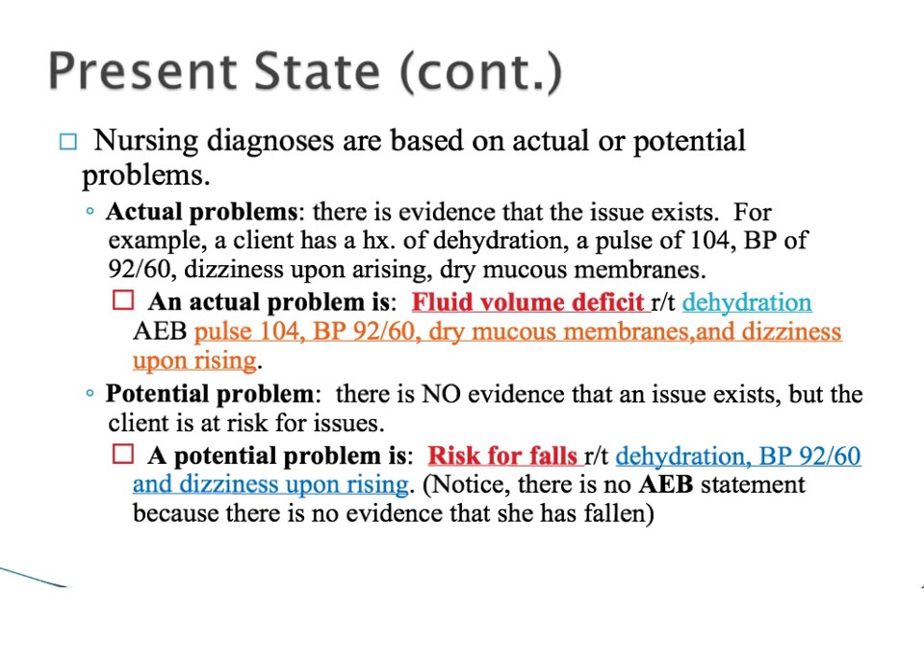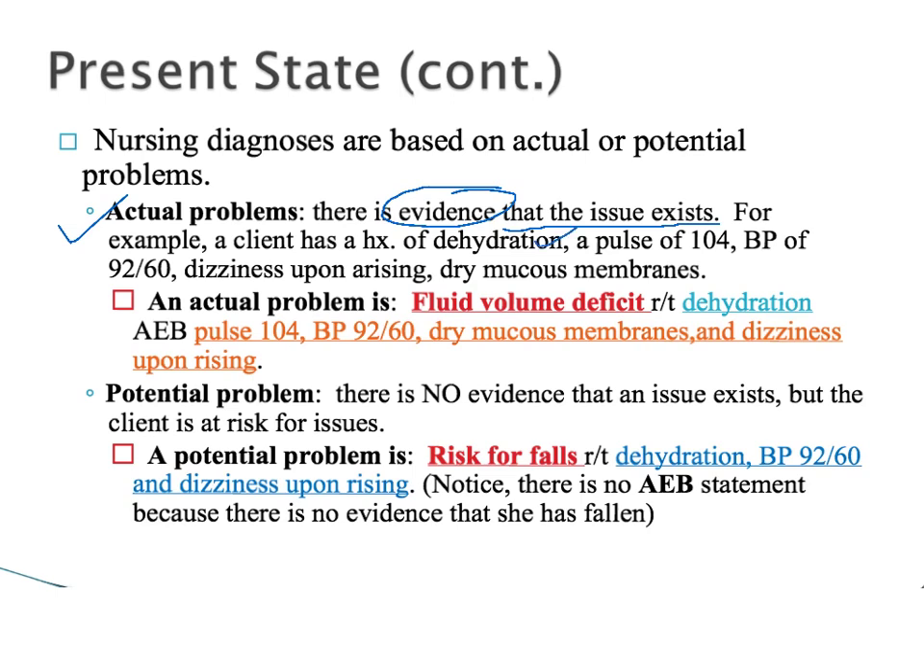So first let's talk about what is a nursing diagnosis and how do you write them. Nursing diagnoses are provided in two categories. You can have actual problems, and actual problems or actual nursing diagnoses are written when there is evidence that an issue actually exists. So let's take a look at what evidence we have from our 72-year-old patient.